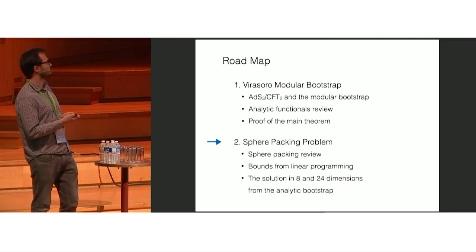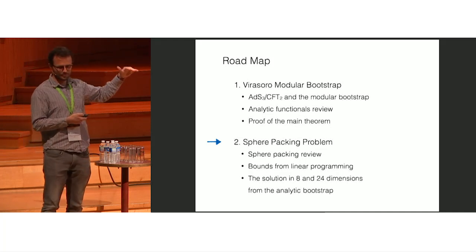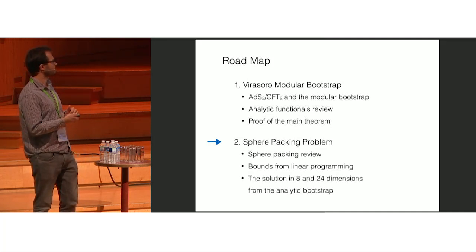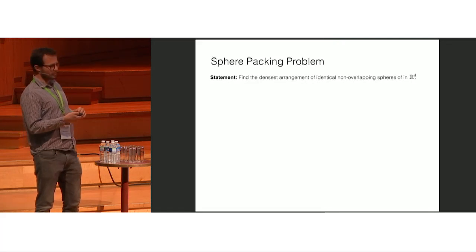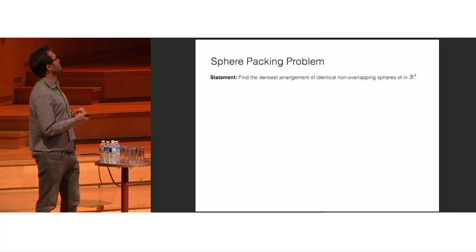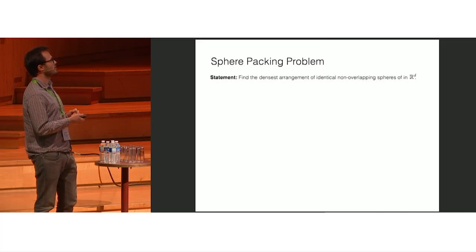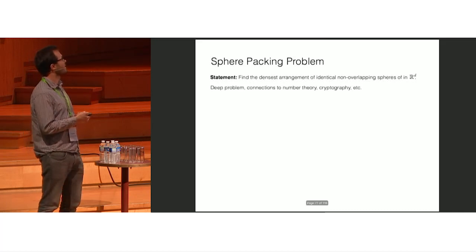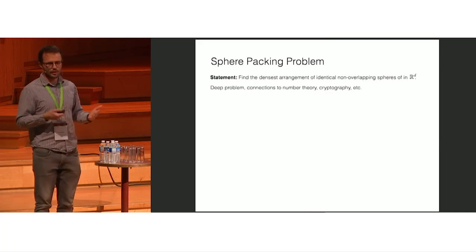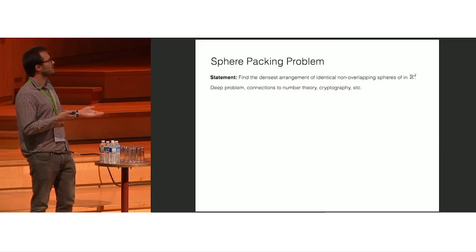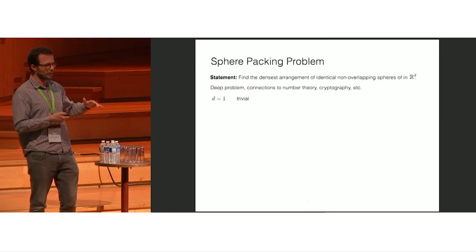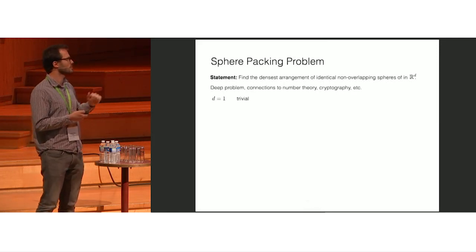So now, let me explain how all of this is connected to the sphere packing problem. The problem is very, very easy to state. We are supposed to find the densest arrangement of identical non-overlapping spheres in d dimensions. It's a very deep problem with connections to many areas of pure mathematics, like number theory, cryptography, and so on. But it's quite hard to solve, except in low dimensions.